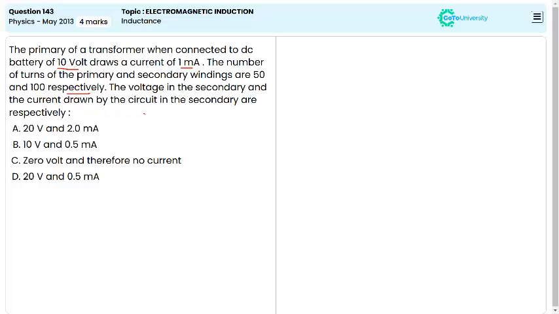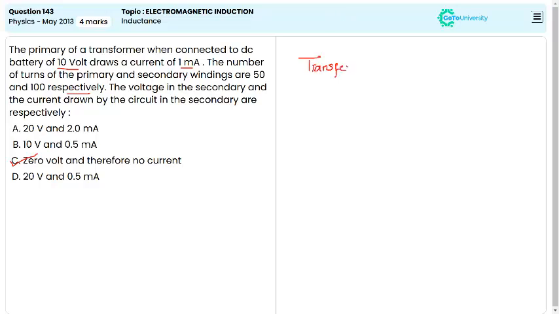Okay. Here we can directly mark the answer, because the current drawn by the circuit in the secondary is 0. Because the transformer is connected to a DC battery, and a transformer works only on AC supply, not on DC supply. So we can directly mark the answer. It is 0, and therefore no current. We can mark this answer because the transformer works for AC supply.